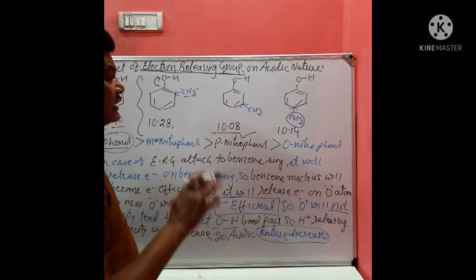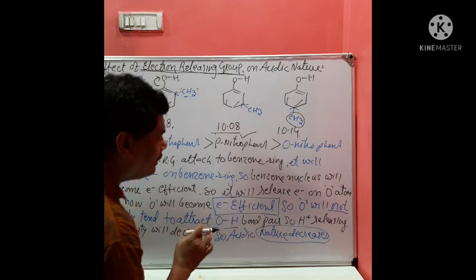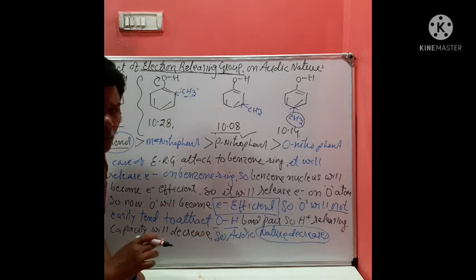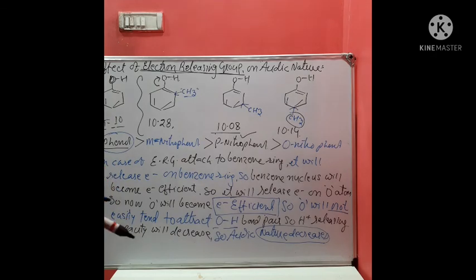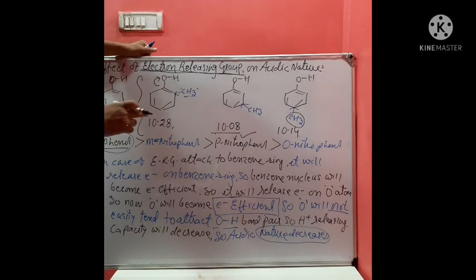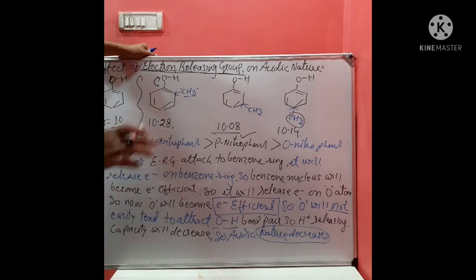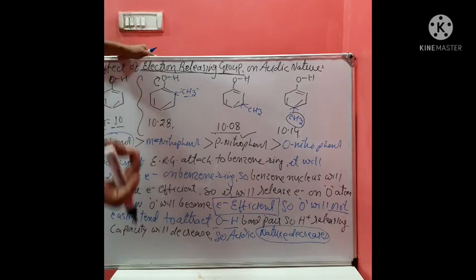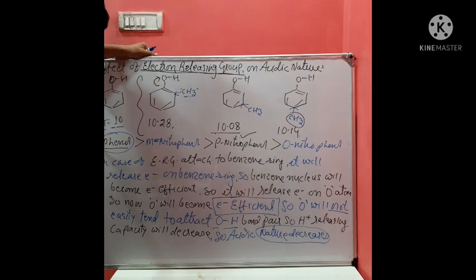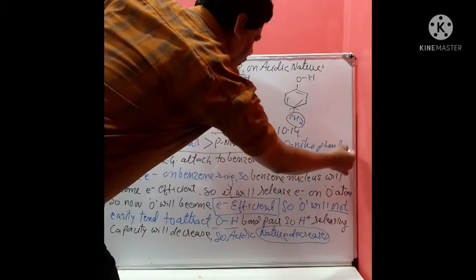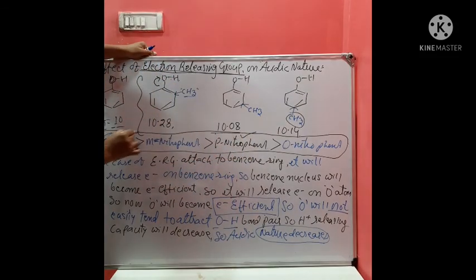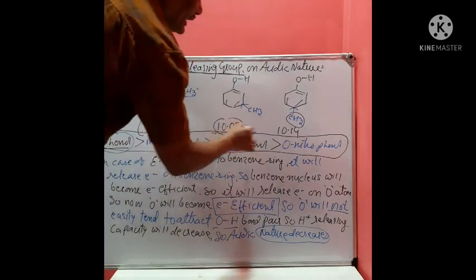Is this clear, student? It requires repetition, 2 to 3 times. You have to watch the video 2 to 3 times. So remember, now we have checked the acidic strength of phenol, comparison with alcohol, comparison with water, comparison in case of electron releasing group, comparison in case of electron withdrawing group. You have to focus more on these phenomena. And also you have to focus on pKa values.